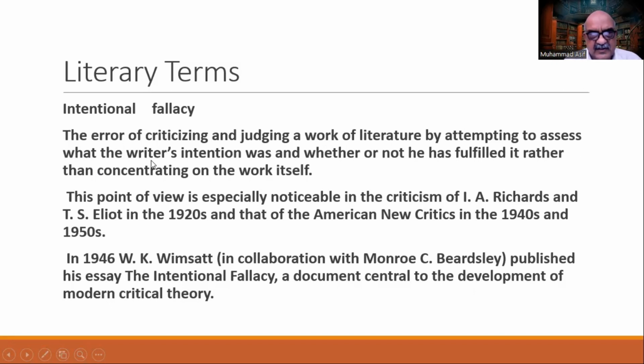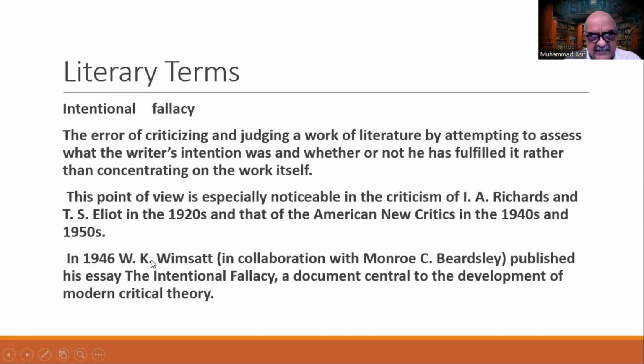Intentional fallacy, a term in New Criticism: the error of criticizing and judging a work of literature by attempting to assess what the writer's intention was and whether or not he has fulfilled it, rather than concentrating on the work itself. In the intentional fallacy, we counter the trend in which we try to identify writers' intentions in the work. This point of view is especially noticeable in the criticism of I.A. Richards and T.S. Eliot in the 20s, and that of the American New Critics in the 1940s and 50s.